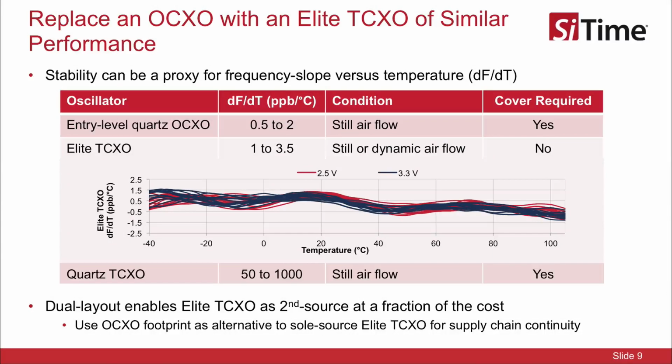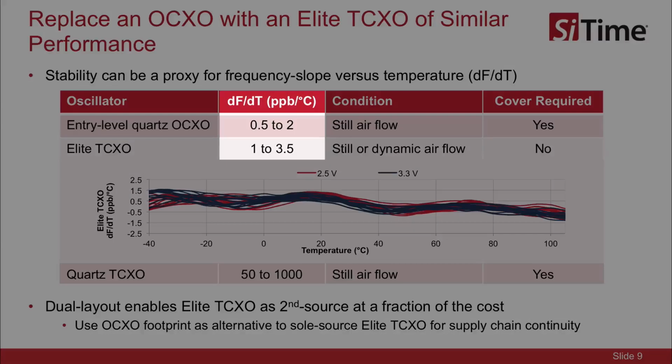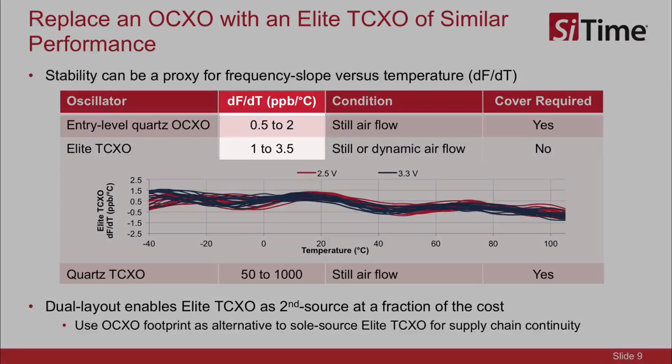A dual layout can also facilitate co-designing with an Elite TCXO and an entry-level quartz OCXO. This can make sense in certain designs where an OCXO is needed for its lower frequency slope versus temperature performance compared to that of a quartz TCXO. In some cases, the frequency over temperature stability of an OCXO is simply a proxy for its frequency slope performance. Since the SiTime Elite TCXO frequency slope behavior is similar to that of an entry-level quartz OCXO, provisioning for both using a dual layout can benefit the design in two ways.